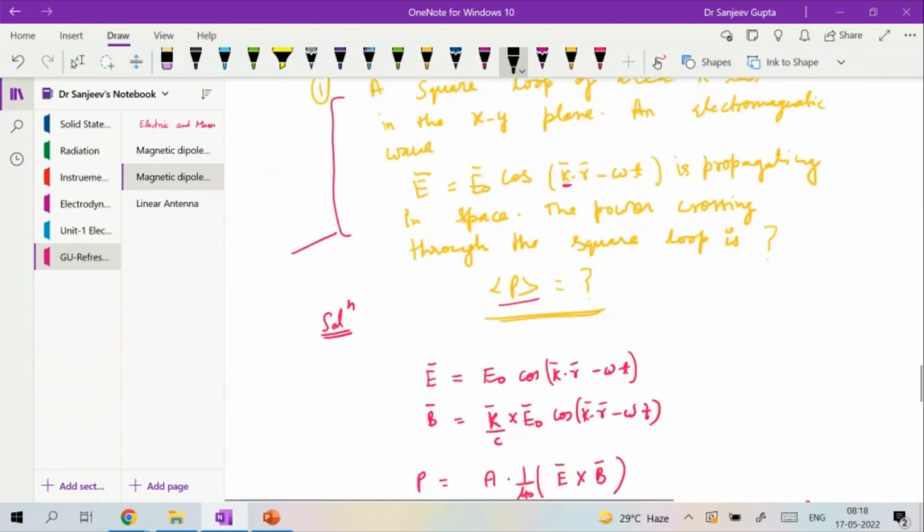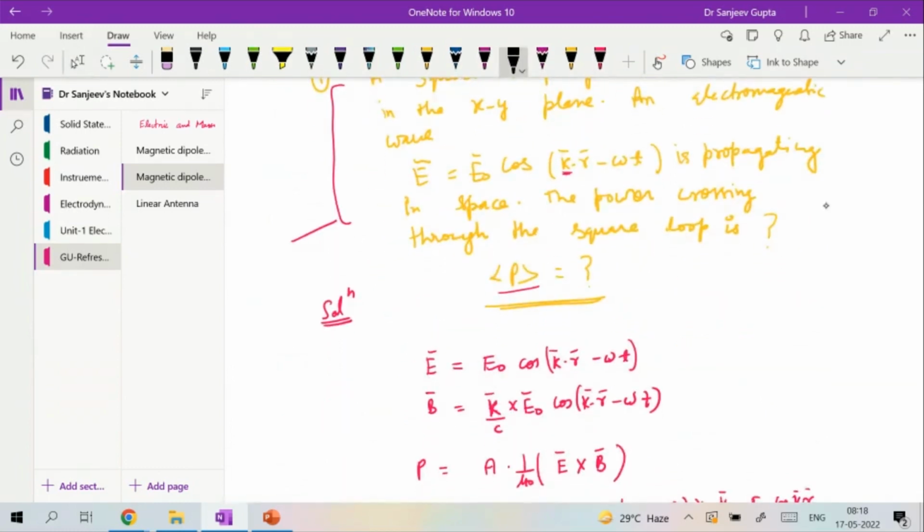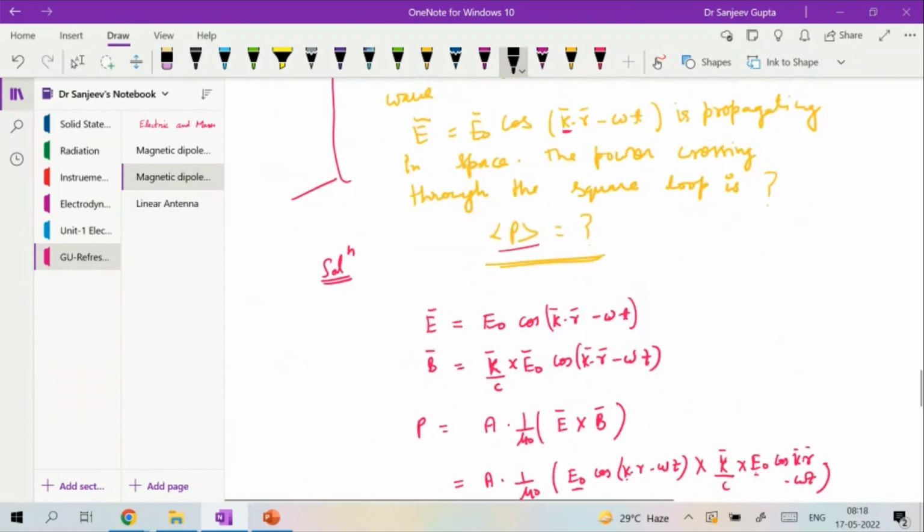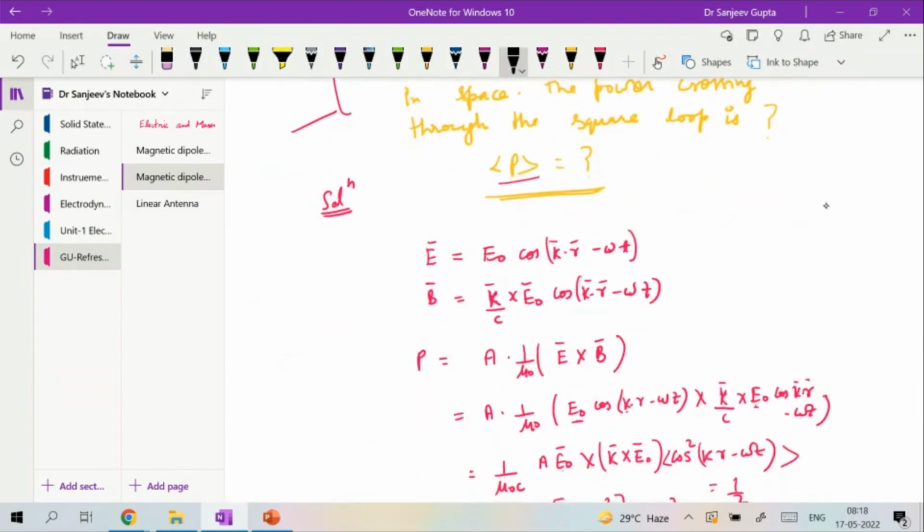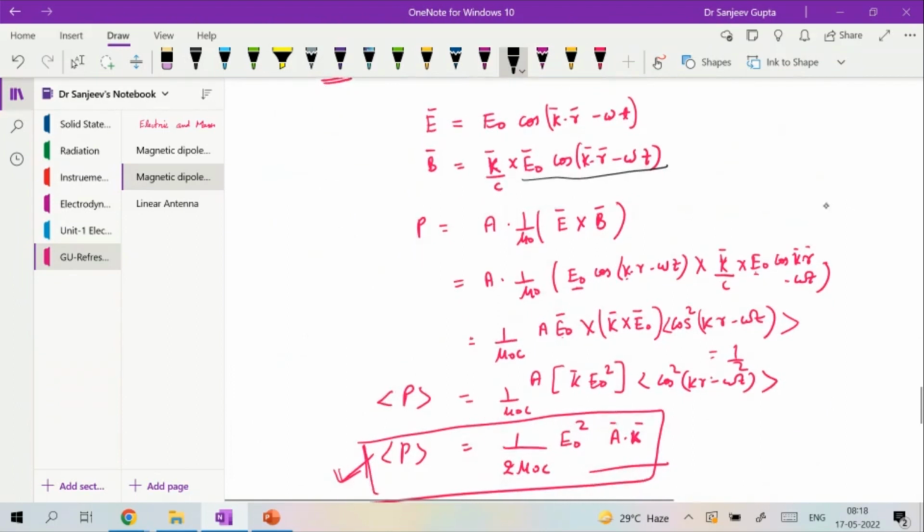The power crossing through the square loop we need to calculate. So we always know that E is equal to E0 cos(k·r − ωt). Once we have that, we can always calculate B, which is nothing but k/c, and that is always in terms of E0 cos(k·r − ωt), and you can write P is equal to A·(1/μ0)(E × B).